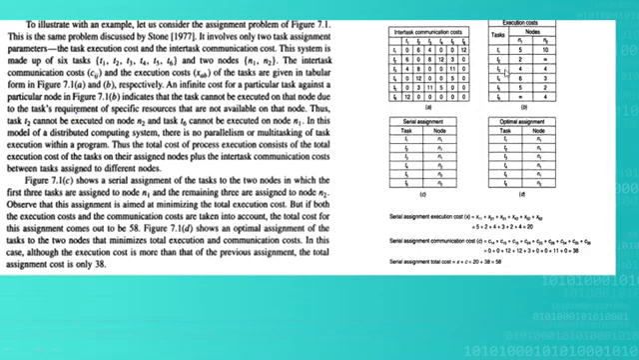Similarly, see here T3 with equal cost. In such a case also, as it is serial assignment, this one will be given to N1 only. So T3 will be assigned to N1 only. I am repeating this: if both the costs are equal, meaning the cost of assigning the task to either node is equal, in such a case it will consider the first node only.